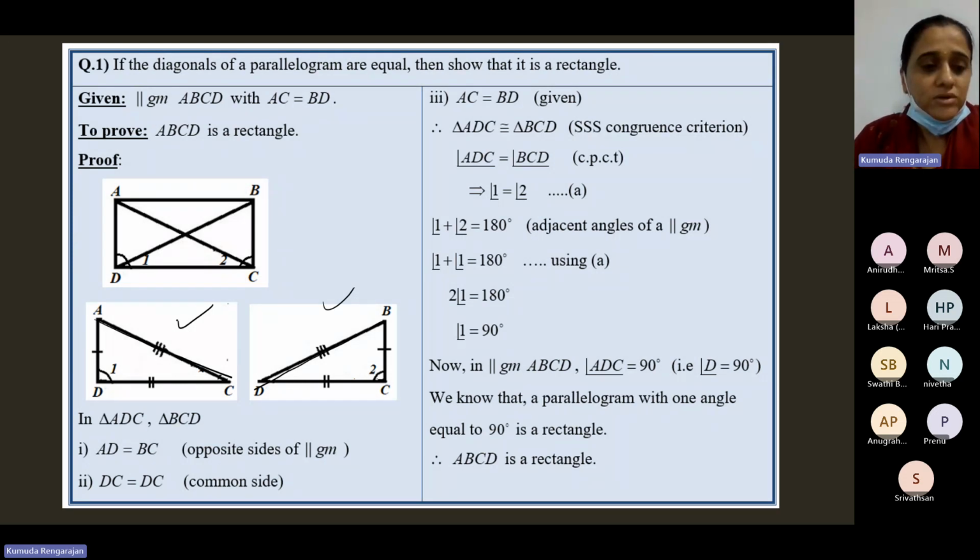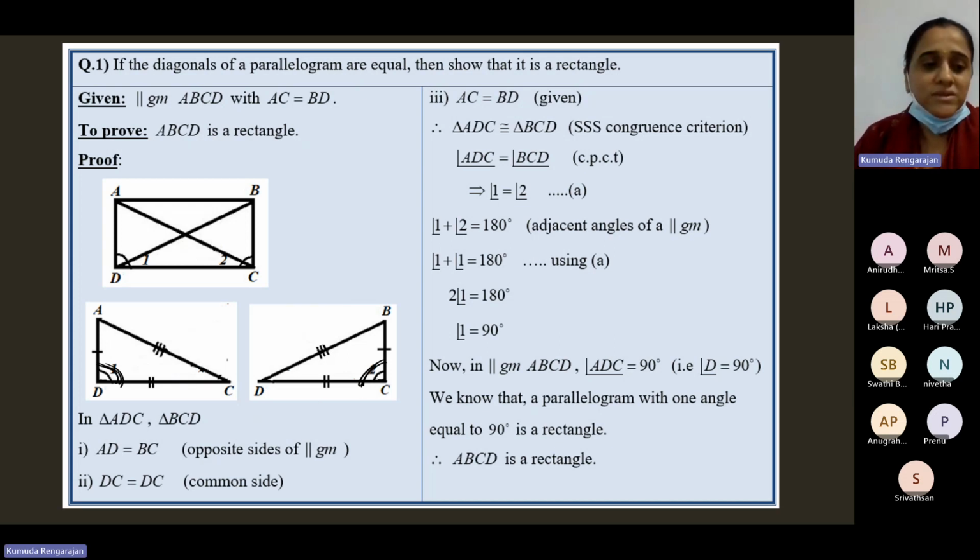Okay. So in these two triangles, you will see that AD is equal to BC. Opposite sides are equal, right? And then DC is the common side. And then AC is equal to BD. Diagonal AC is equal to diagonal BD, given. SSS is the congruence criterion. The triangles are congruent. So by CPCT, you will have angle 1 is equal to angle 2.